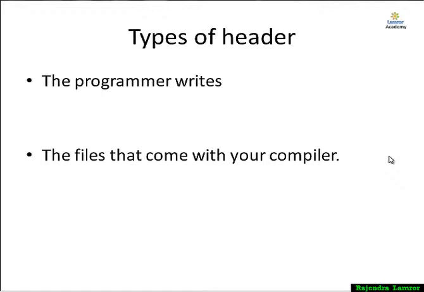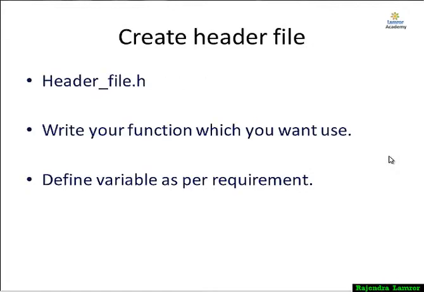You can write your own header file like lamroracademy.h, or you can use existing ones. When you define your own header file, remember three things. First, you declare your file name with the .h extension. Then, whatever functions you want, you can define them in the header file. You can define macros, or define a variable as per your requirement.